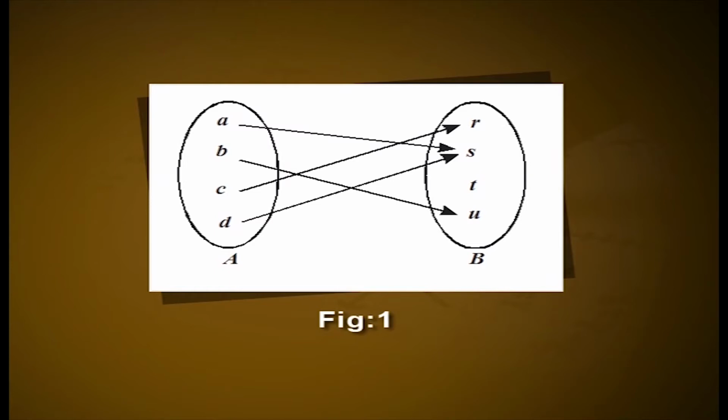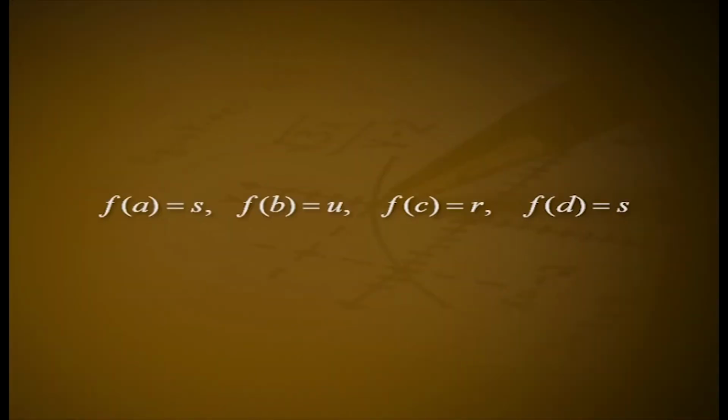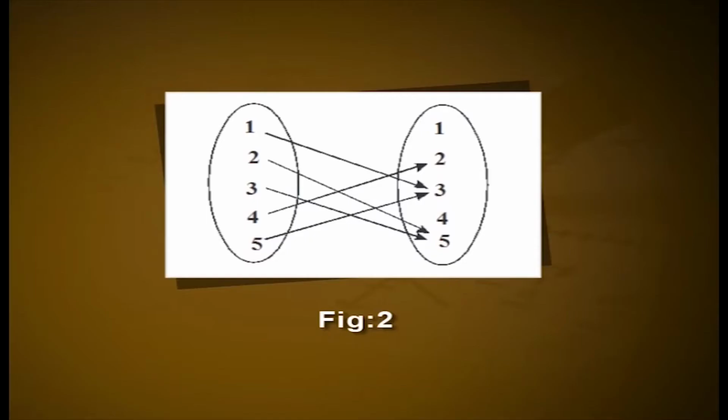The arrow diagram in figure 1 defines a function f from A, the set consisting of a, b, c and d, into B, the set consisting of r, s, t and u, in the obvious way. That is, f of a is s, f of b is u, f of c is r and f of d is s. The image of f is the set consisting of r, s and u. Note that t does not belong to the image of f because t is not the image of any element of A under f. Example 8.